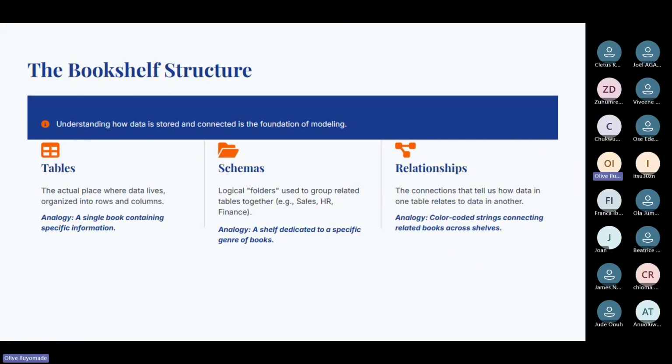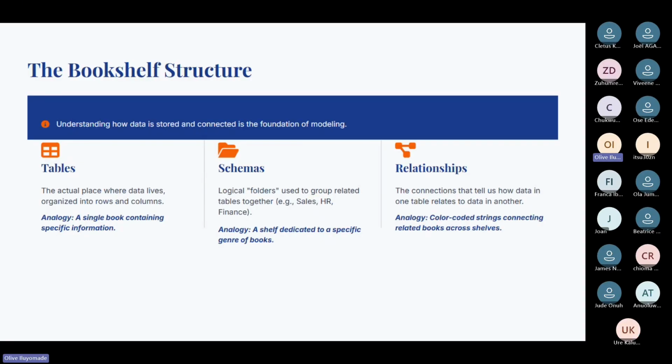Organize into rows and columns, like you have a single book containing specific information. That's how our tables are. So you have a product table, and you know that the product table has product information. You have the orders table, which has information about orders that have been placed. We have our sales table, same thing, information about sales that have been made. So our tables are where our data lives.